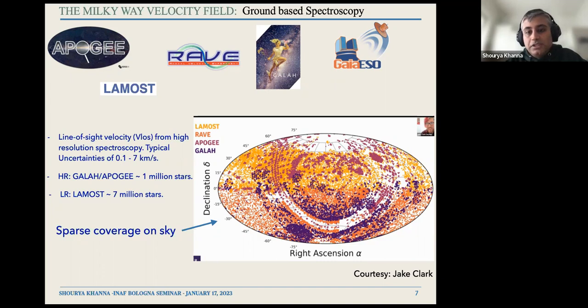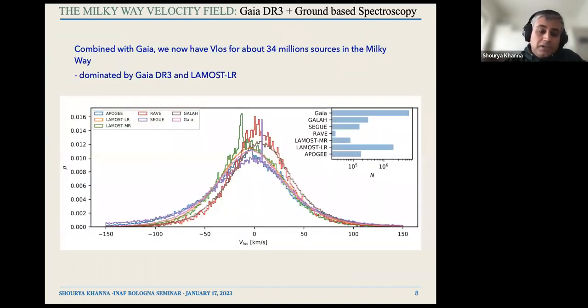So this has of course been really useful because people have been able to explore what the disk has been doing. But now we can combine this with the new Gaia line of sight catalog and really push the boundaries in terms of the precision and in terms of the extent. So here's just showing you what a compilation of all the spectroscopic surveys and Gaia together looks like, and clearly you can see that now we are in this era where the line of sight velocities from Gaia tend to dominate. And then of course you have the low resolution surveys like LAMOST, which provide the majority of line of sight velocities.